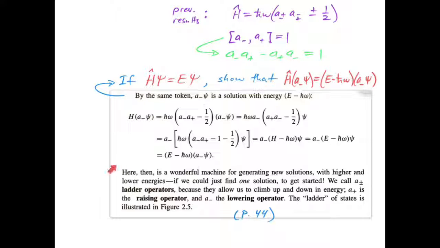And so I just bring you here then to Griffiths' conclusion. I'm just going to read it straight because it's beautiful. Here then is a wonderful machine for generating new solutions with higher and lower energies, if we could just find one solution to get started. We call a plus and a minus respectively the ladder operators because they allow us to climb up and down in energy. a plus is known as the raising operator and a minus is known as the lowering operator.